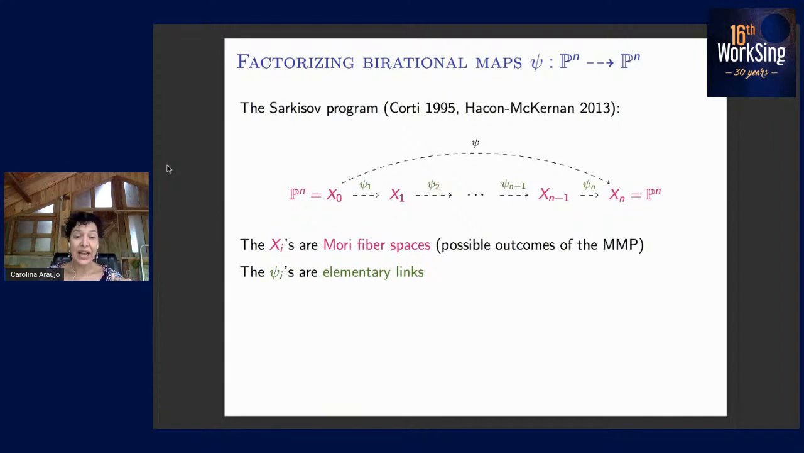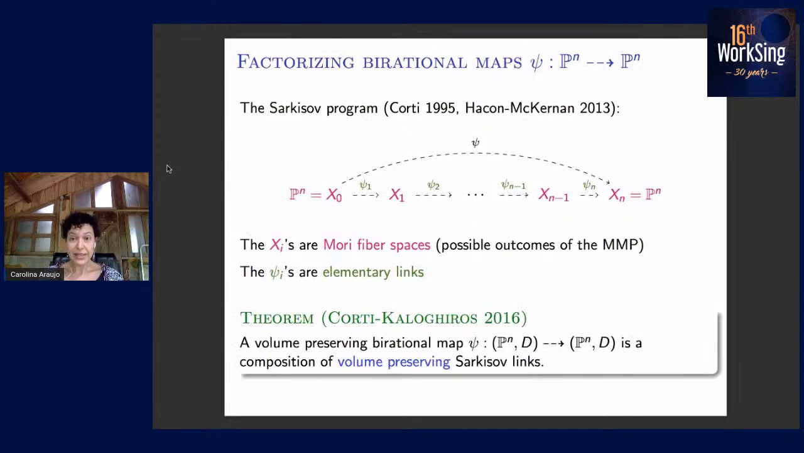And the psi i are elementary links. I do not want to define them, but these are rational maps that are very easy to describe. And if we understand this well, then we understand all the birational self-maps of Pn, well, modulo actually making this factorization concrete, which is not an easy task. But theoretically, this is a very nice framework to study these maps.